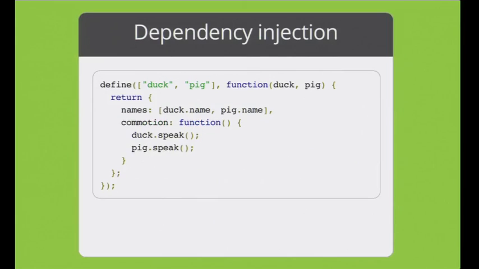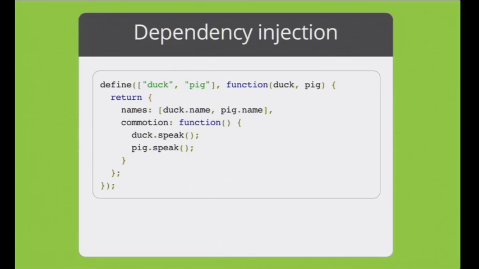So here I'm defining a farm. In my define statement, I can declare two dependencies. I depend on a duck and a pig. It's a duck and pig farm. And then I can have my names, duck.name and pig.name.